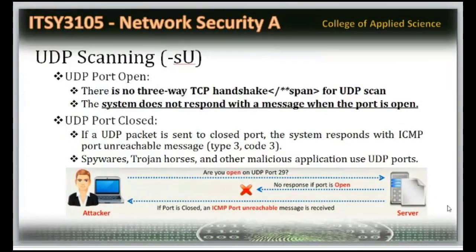Suppose port number 29 is closed. Then I will get an error message, an ICMP error message, something like unreachable. So I can understand port number 29 is closed in your machine. This is called UDP scanning. In UDP scanning, there is only one method: directly send the data.